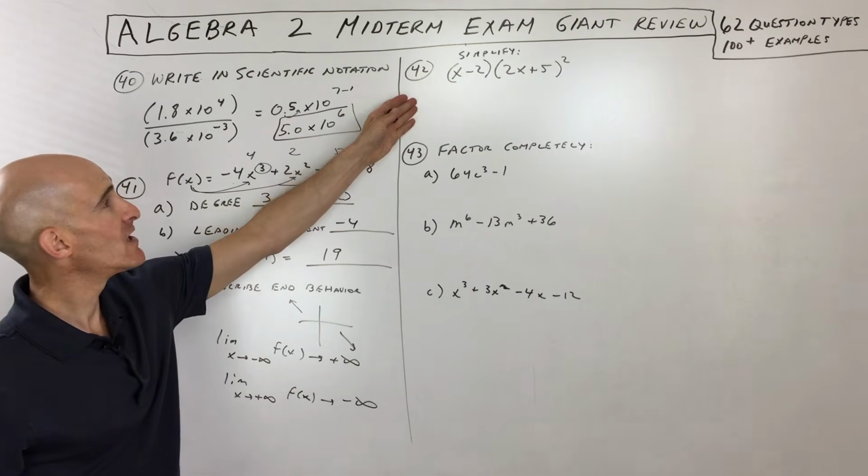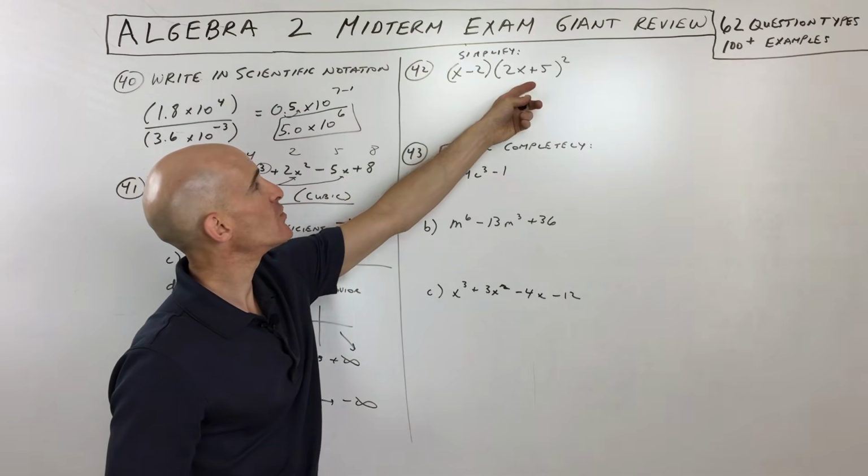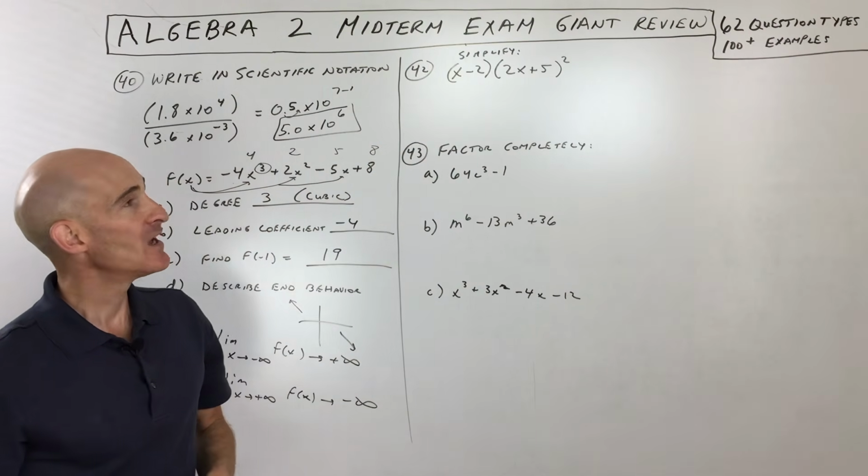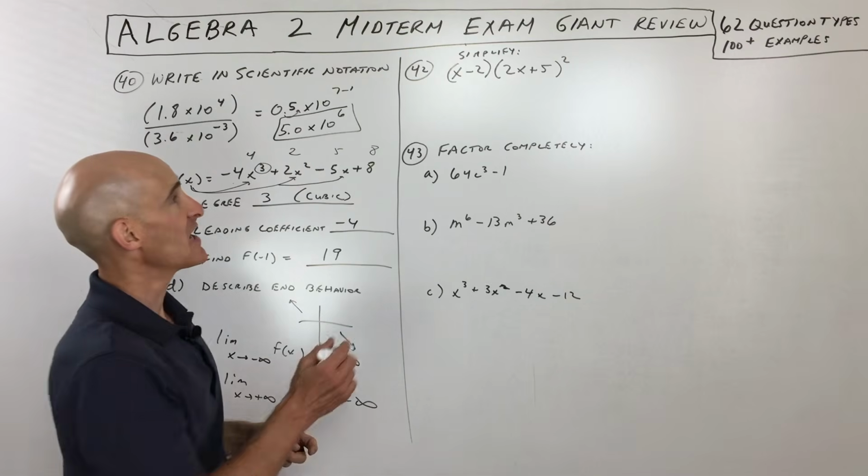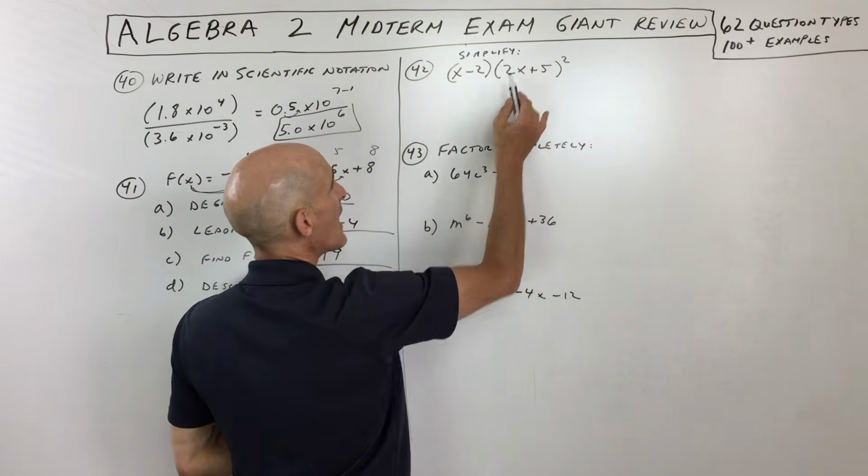But let's continue on with this midterm review. So number 42, it says simplify this expression. Now, a lot of students make the mistake of, when they see this square here, they just square the 5 and they square the 2x.